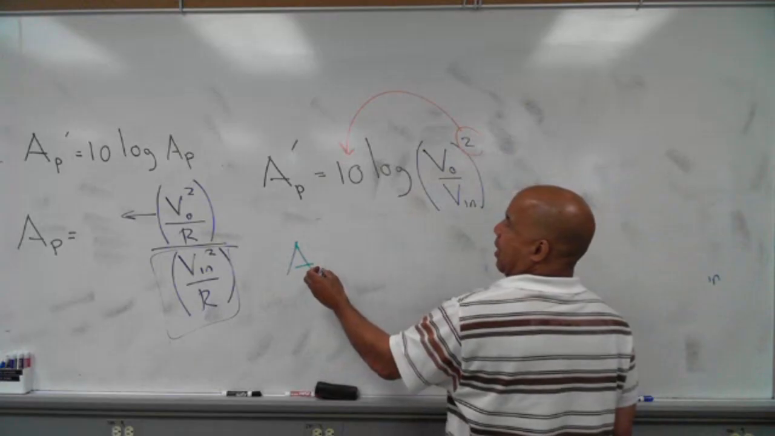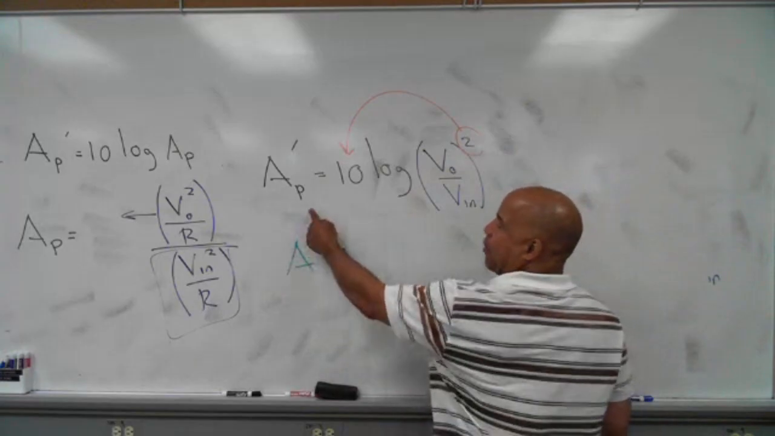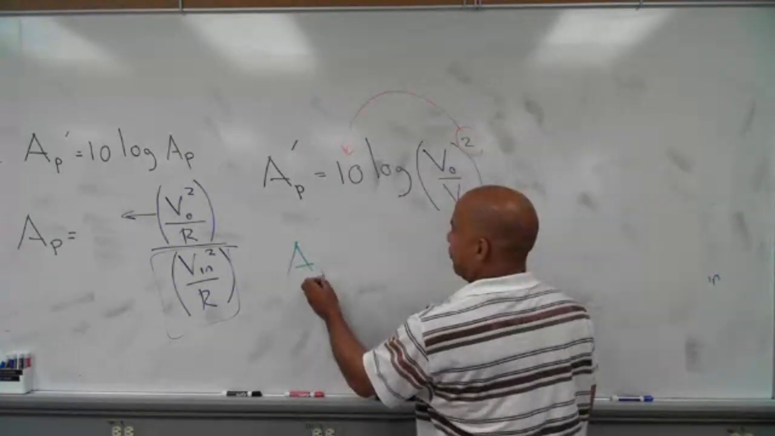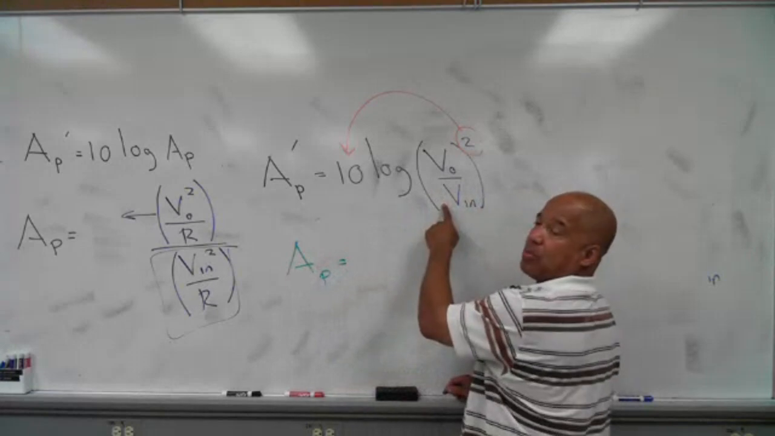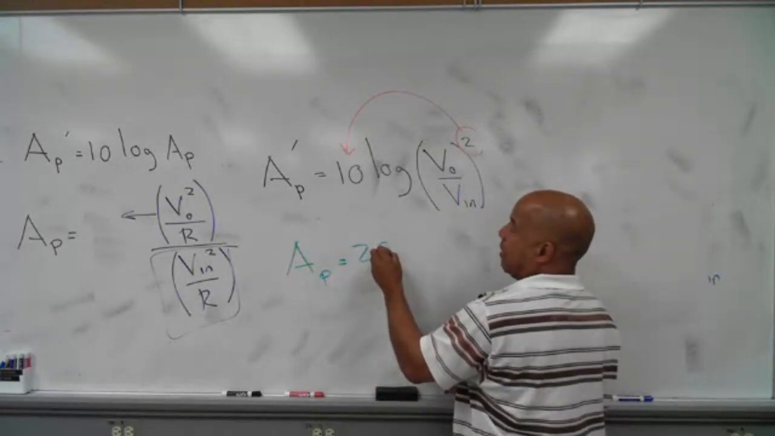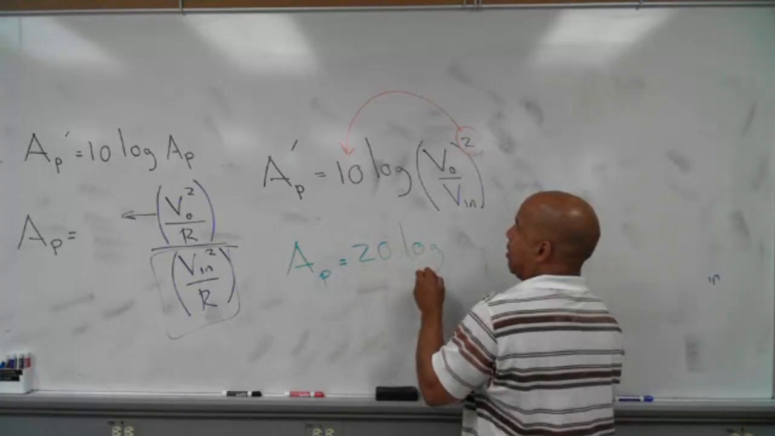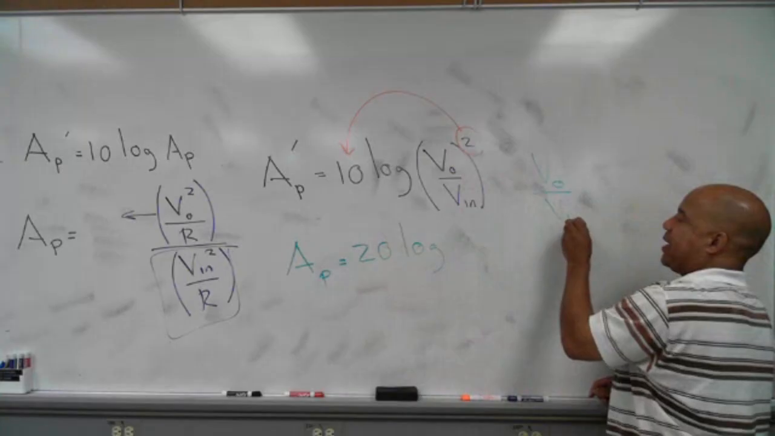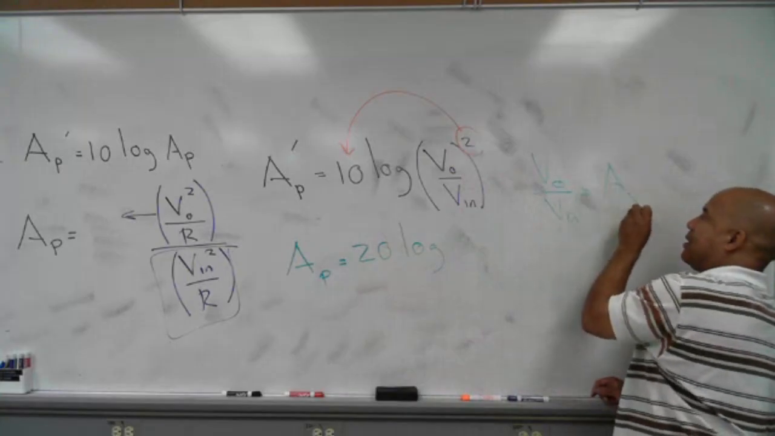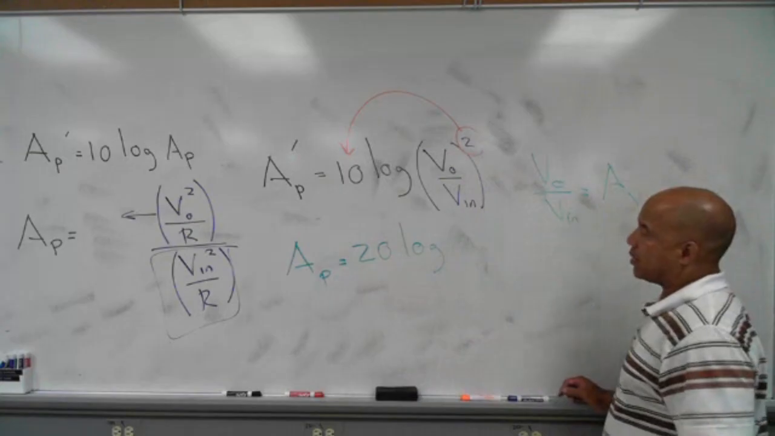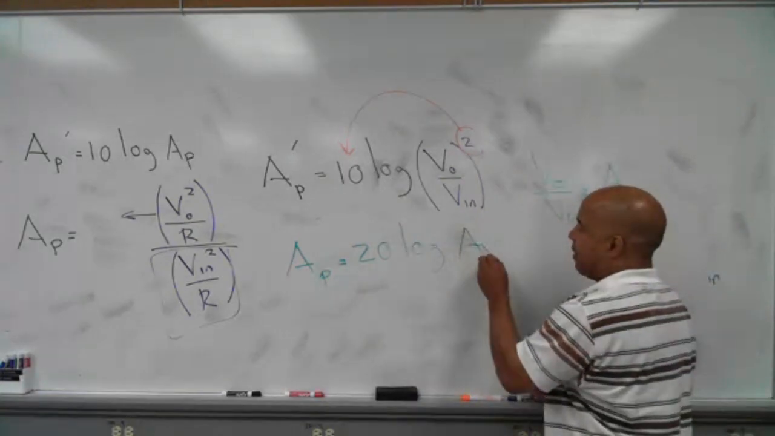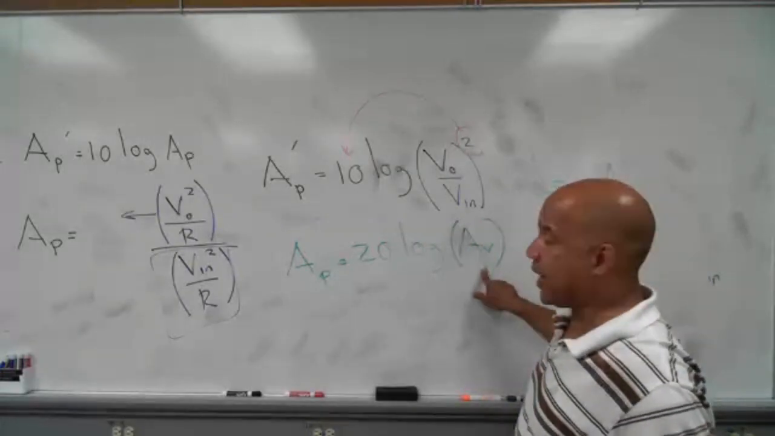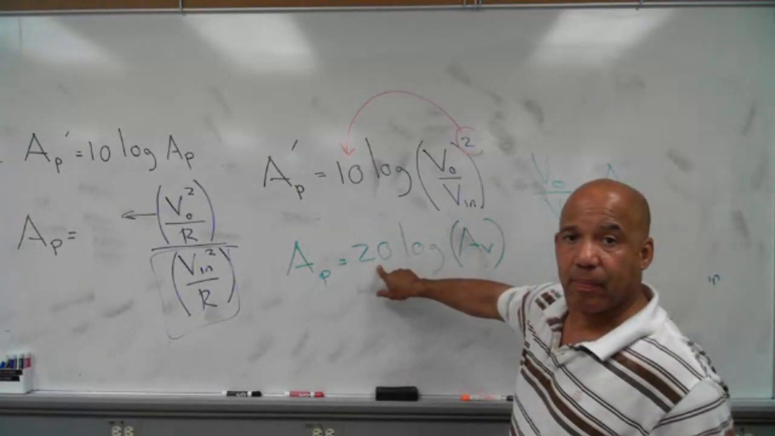Now, when I do that, this power gain is now a voltage gain. Well, actually, it's still a power gain, but I'm getting it in terms of voltage. So it's going to be 20 log of V out over V in. Well, all that is my voltage gain. So if I know my voltage gain, I can still get power gain from it by taking a regular voltage gain and multiplying it by 20.